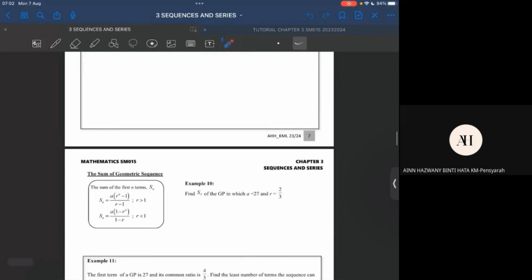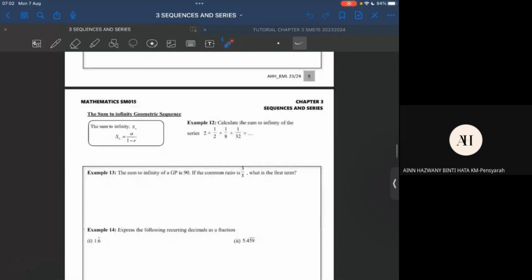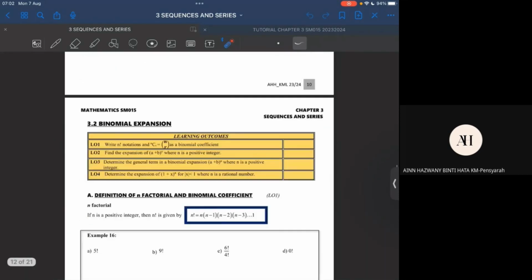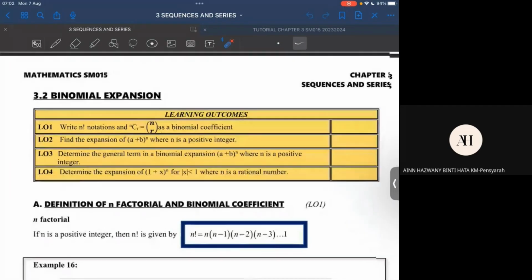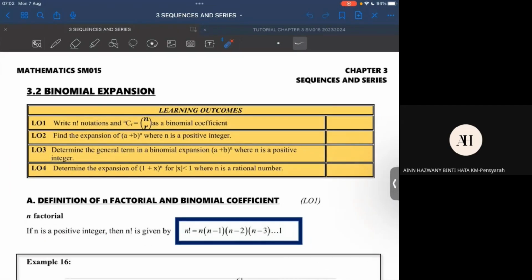So make sure you have your lecture notes with you. Jangan tengok goyang kaki sambil makan breakfast. Okay, salin. Okay, please jot down everything that I write.